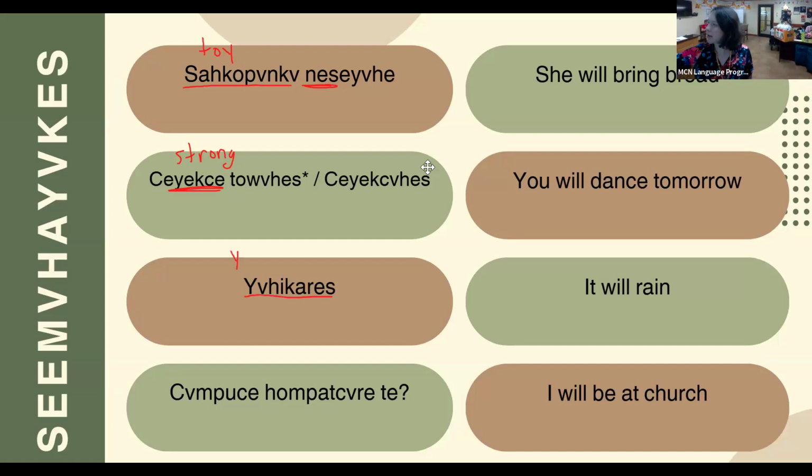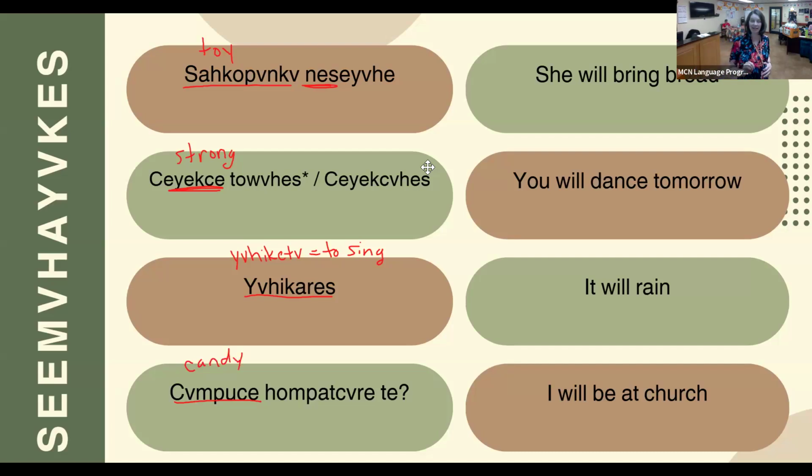Yehegeda is to sing. And then Jumboji is candy, or just sweet little thing. And then if you need the word bread, it is daklegi. And then bring, in this case, we can use like sayeda or sadeda.